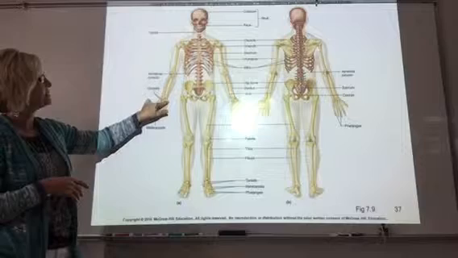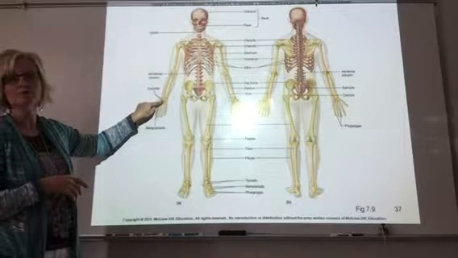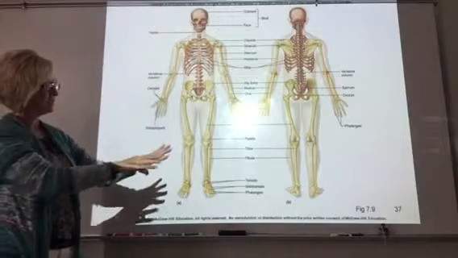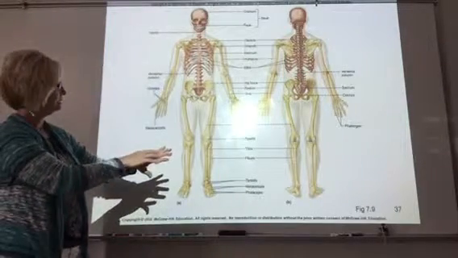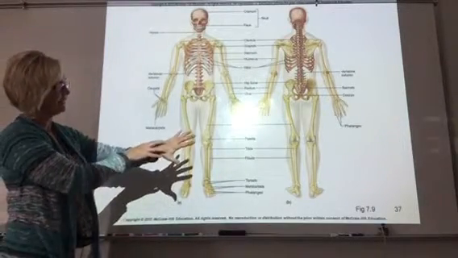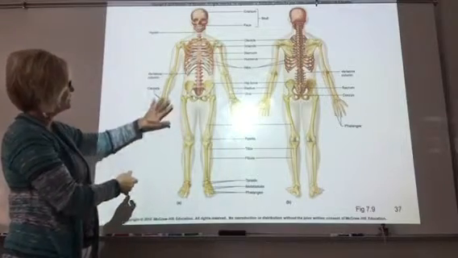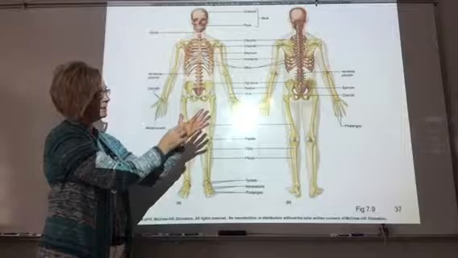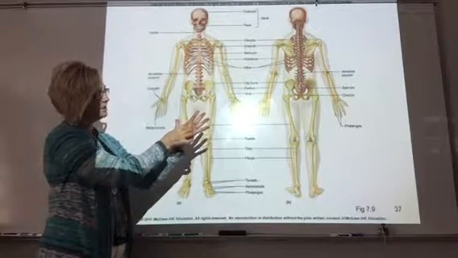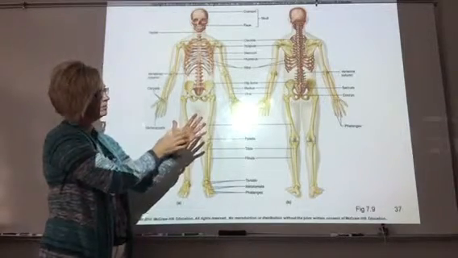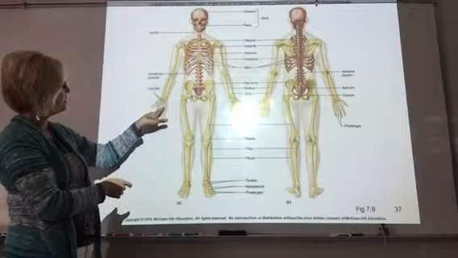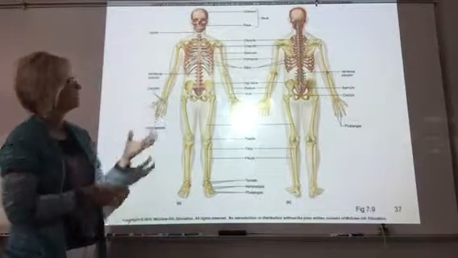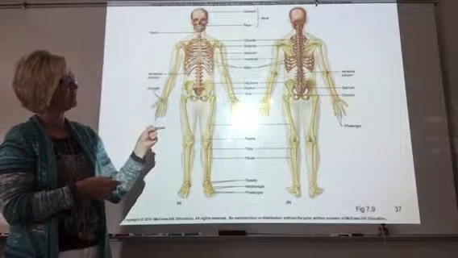Carpals are the small, short bones that make up your wrist. And then metacarpals are the long parts in your hand. So when you look at your hand, the wrist bones are small, and then you actually have long bones that radiate through your palm. Those long bones that make up your hand are your metacarpals, and then your fingers themselves are phalanges.